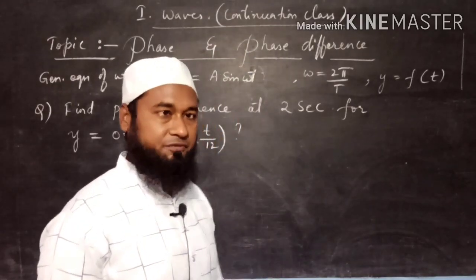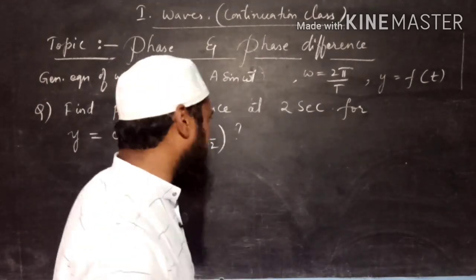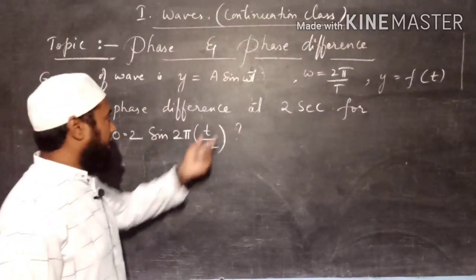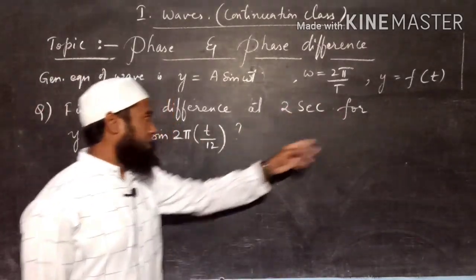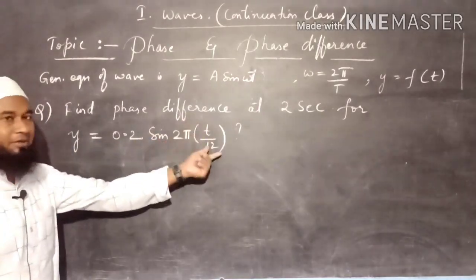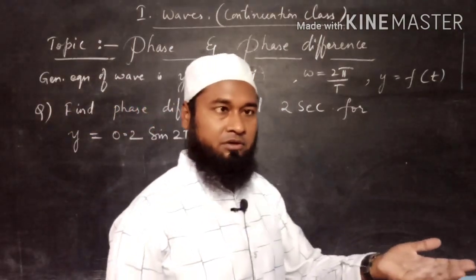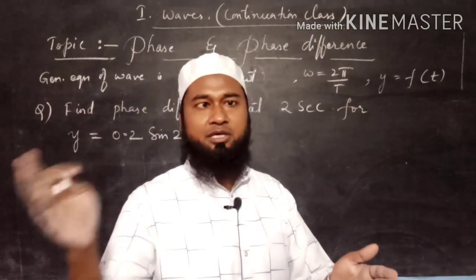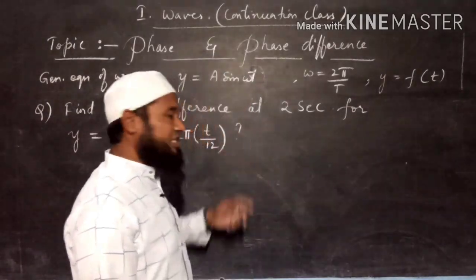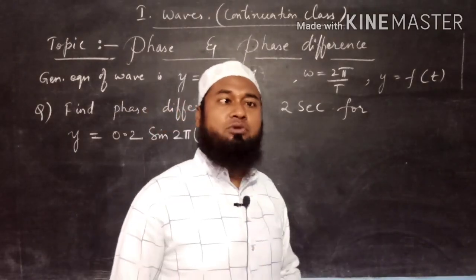Now let us see one more problem on how to calculate phase difference. This is a different problem, which can be given in set exams. The question is like this: find phase difference at 2 seconds for the equation y is equal to 0.2 sin 2 pi t by 12. In previous problems we have seen phase difference between A, B, B, E or C, D. Between points he can ask phase difference. Now he has given one equation, and by giving the equation he is asking us to calculate the phase difference.